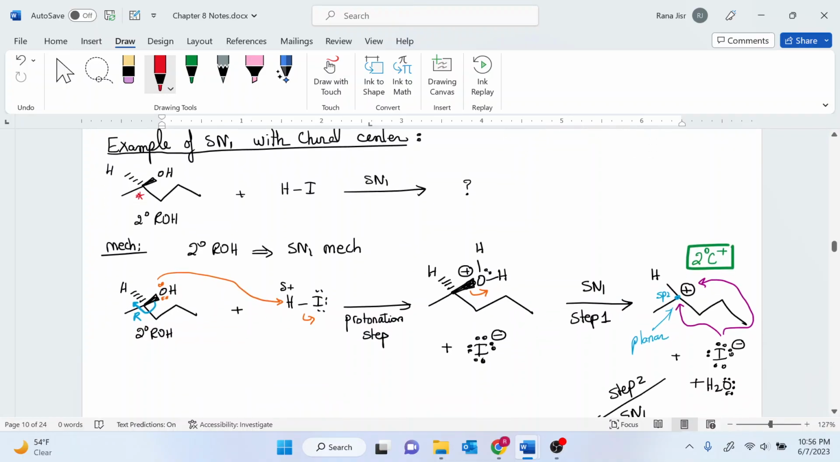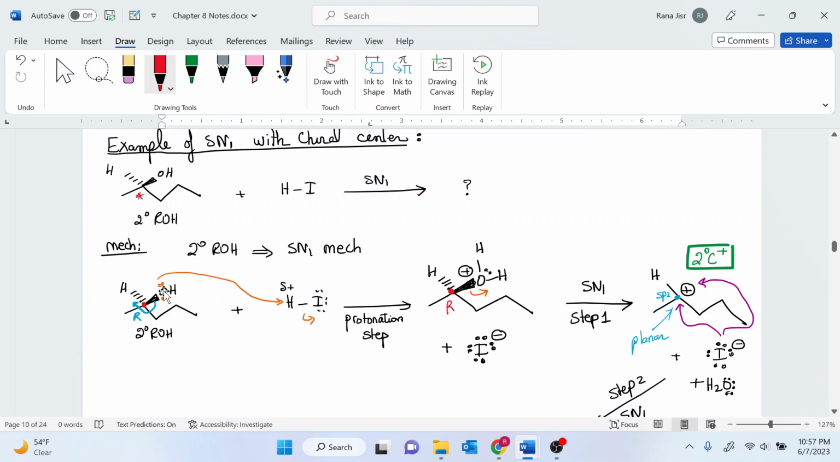So it is the protonation step. Notice what I did in the first step. I did the protonation, and I did not break any bond that is connected to the chiral center. So I'm going to end up having the same configuration for this carbon over here, which is going to be an R configuration in this case.